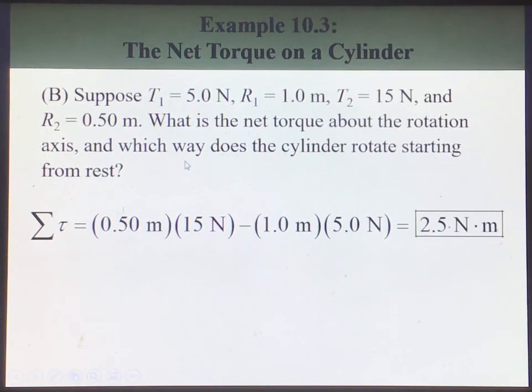Then it's also going to ask us which way the cylinder rotates starting from rest. So again, we notice that this is going to rotate in the counterclockwise direction because the torque is positive. Because the net torque is positive, the cylinder is going to rotate in the counterclockwise direction.